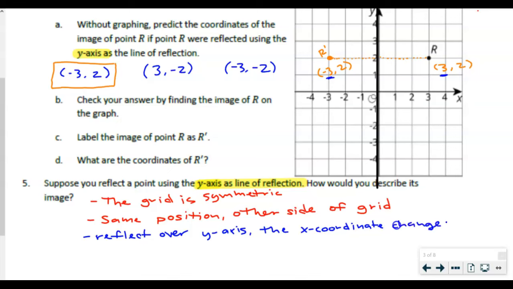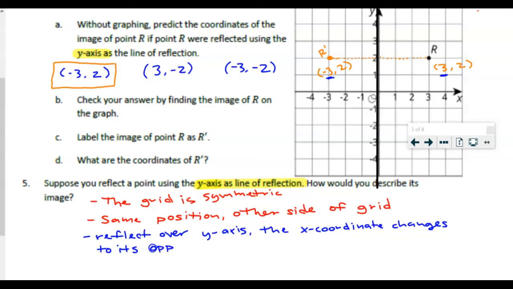And the x-coordinate changes how? Does it just randomly become a completely different number? What does it change to be? Morgan? Yep, exactly. It's the opposite of what it was before. So here it was positive, and so it changed to be negative.